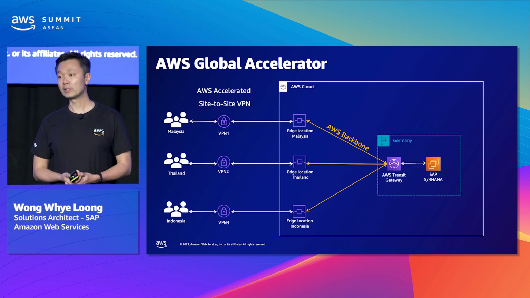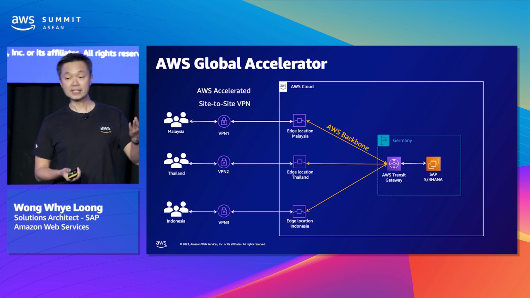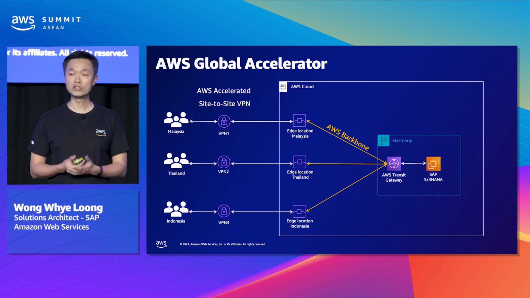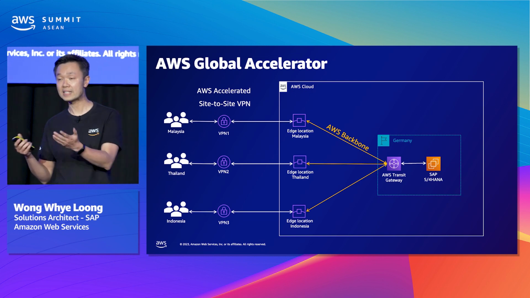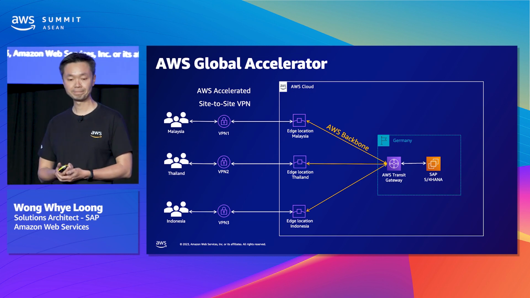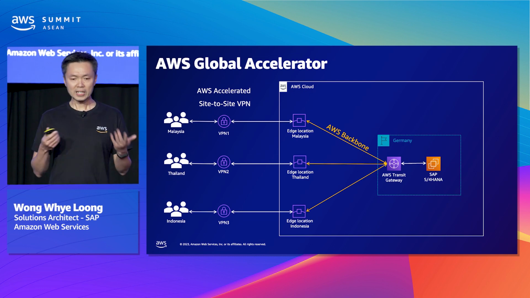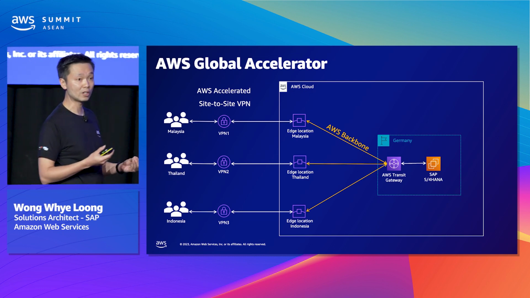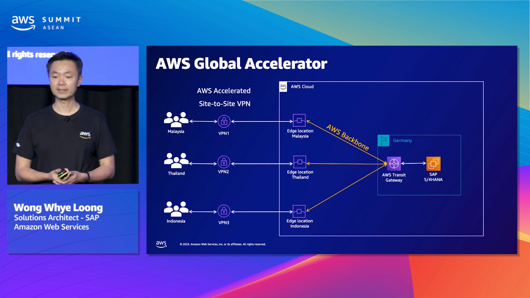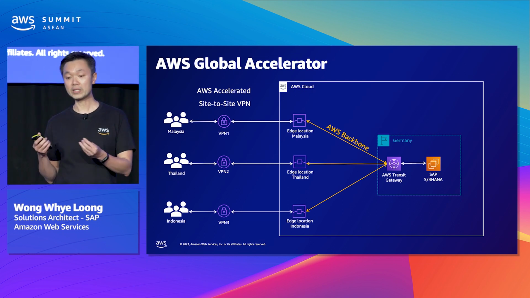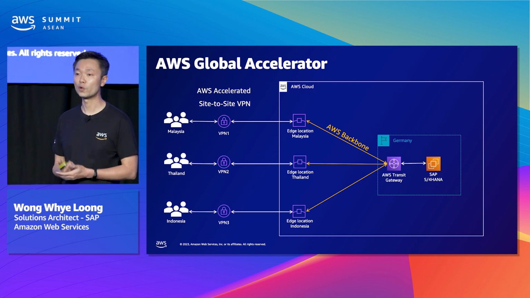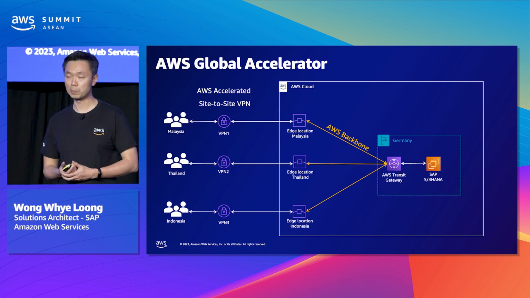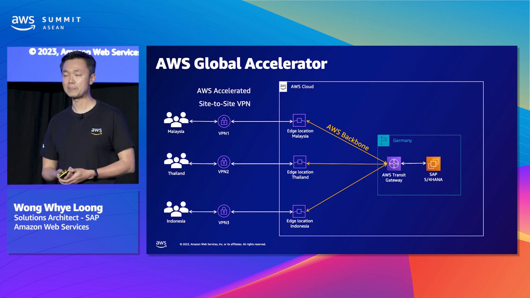So let's look at an example using SAP. Let's say in this case, we've got SAP users in Malaysia, Thailand, and Indonesia wanting to access the SAP system located in Germany. Using a feature of Global Accelerator called Accelerated Site-to-Site VPN in order to encrypt the SAP traffic, the user request is routed to the closest edge location and then routed through the AWS global backbone directly to the SAP application.